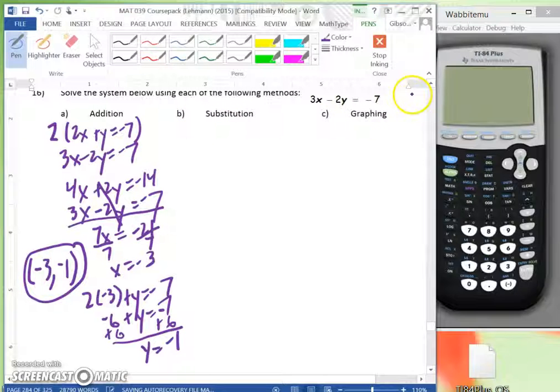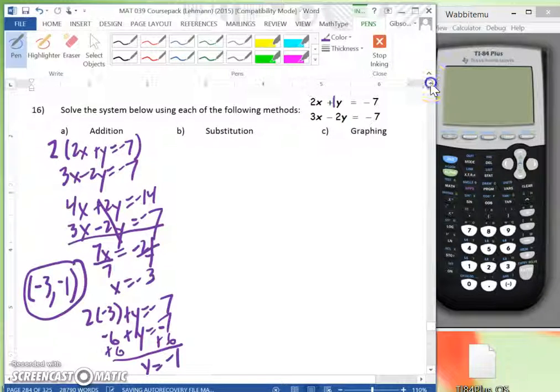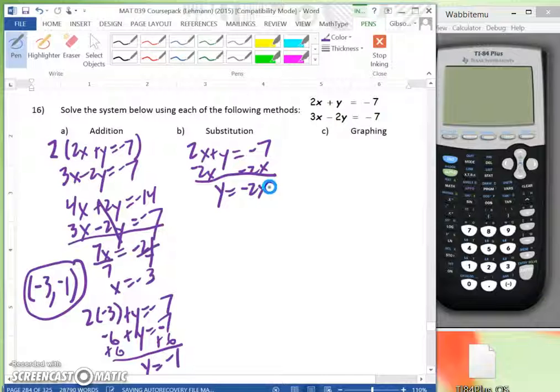Now, when we do the substitution in the graphing method, it still should give us negative 3, negative 1 for our answer. So now, in using the substitution method, this method basically calls for you to take one of these two original equations and get one of the variables by itself. It doesn't matter which variable. So I would choose the top because all I would have to do is subtract 2x on both sides and y is by itself. So I take 2x plus y equals negative 7, subtract 2x on both sides, so I have y equals negative 2x minus 7.